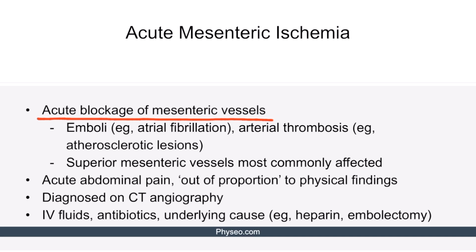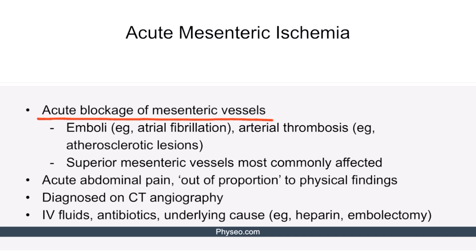However, formation of an arterial thrombus over atherosclerotic lesions in the mesenteric vessels can also cause acute blockage and downstream ischemia. In other words, a thrombus that's local to the mesenteric arteries or one that embolizes from elsewhere in the body can both cause acute blockage and acute mesenteric ischemia.